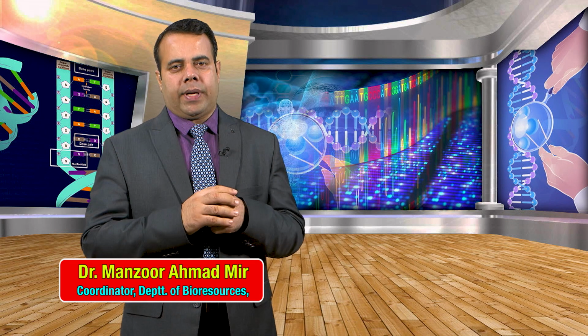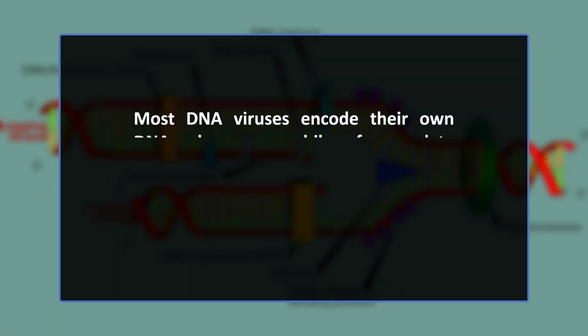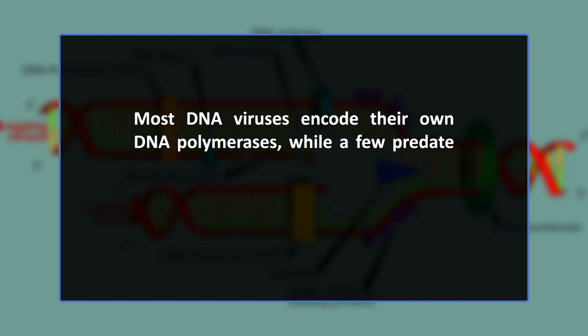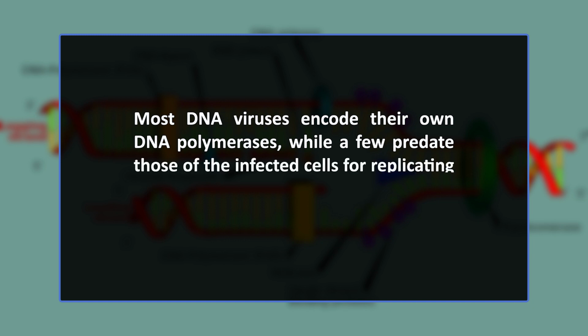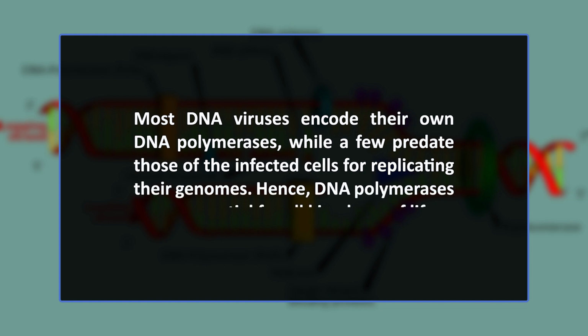These enzymes are essential for DNA replication and usually work in groups to create two identical duplexes from a single original DNA duplex. All organisms, either unicellular or multicellular, that use DNA as their genetic information require one or more DNA polymerases for their survival. Most DNA viruses encode their own DNA polymerase, while a few borrow those of their infected cells for replicating their genomes. Hence, DNA polymerases are essential for all kingdoms of life, from viruses to humans.